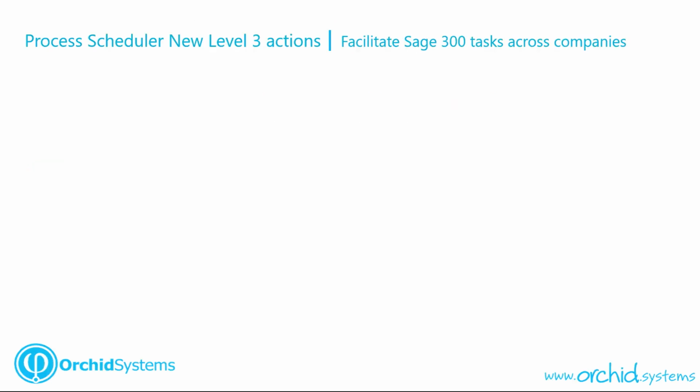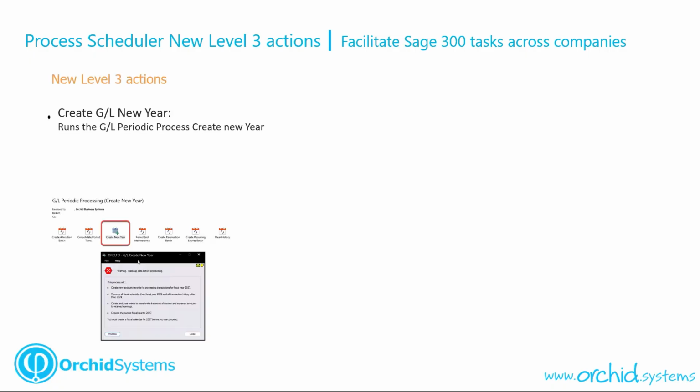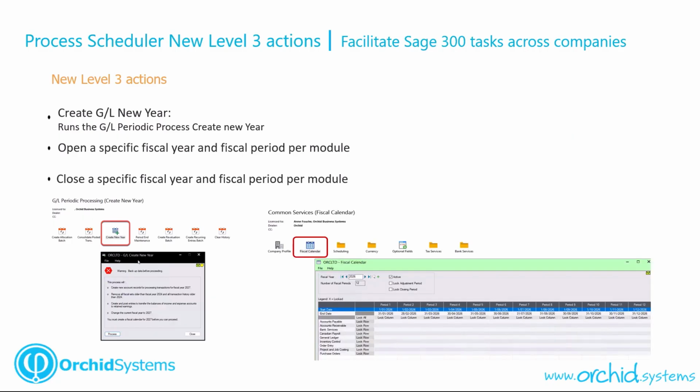In Process Scheduler, we have created three new Level 3 actions. The first one is to create a GL New Year. So this runs the GL periodic processing create new year process. The next two are to open a specific fiscal year and period per module, or to close a specific fiscal year and period per module. When would you use these?